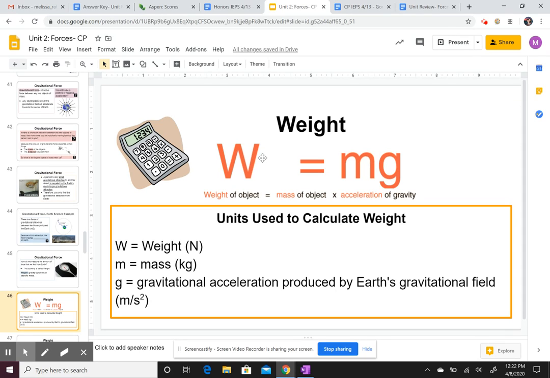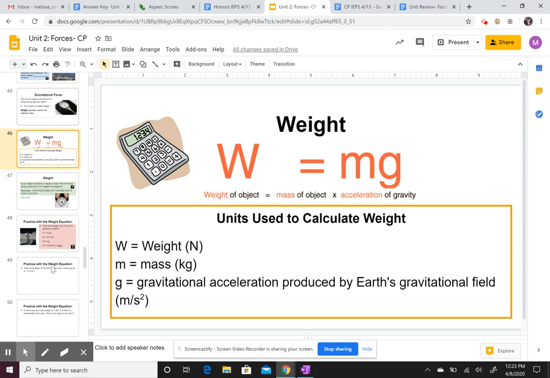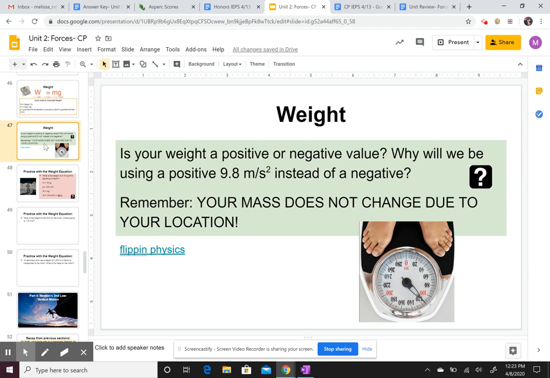So weight is a force. It's measured in newtons, and technically your weight is negative. It sounds a little silly to say that I weigh negative 150 pounds, but that's the correct way to say it in physics because my weight is a downward force. Keep that in mind. We're going to use weight as a negative value moving forward. This also reminds you that your mass does not change due to your location.